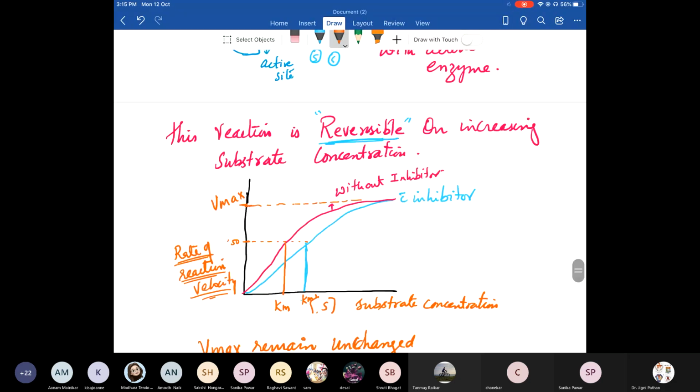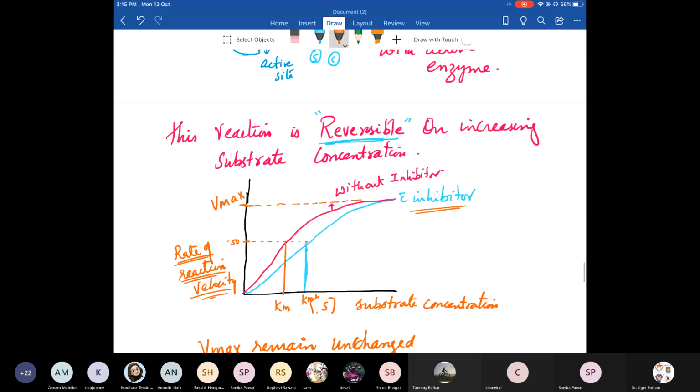concentration. So you get a graph where you have with inhibitor and without inhibitor. With or without inhibitor, in this graph, your Vmax remains unchanged, but for the Km, there is a difference, where the Km value increases with inhibitor. Why? Because you're adding more substrate. To get that 50%, you require more substrate. So the Km value increases.